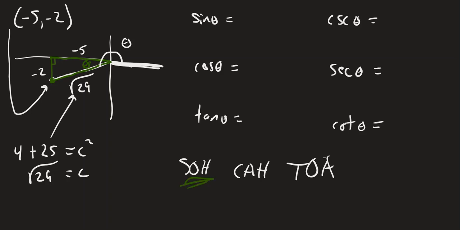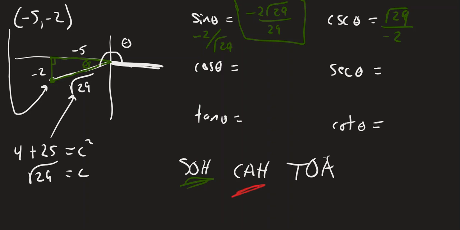So sine is opposite over hypotenuse. So directly across is opposite. Hypotenuse is opposite the right angle, and this one needs to be rationalized. Multiply the top by the square root of 29 and the bottom by the square root of 29. Cosine, well, let's go ahead and do secant. Flip over sine, and you get cosecant.